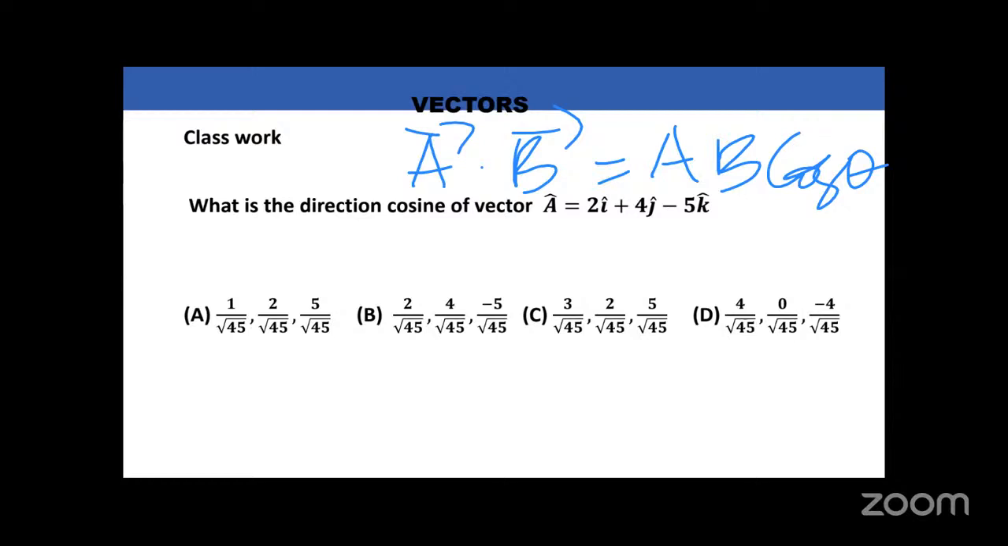But when the vector is a 3D vector, such as this, and you have to find the direction cosine, what they are asking you to find is the angle each of the components, that is the i component or x axis, the j component or y axis, the k component or z axis, makes with the resultant vector. That is what we are asked to find.